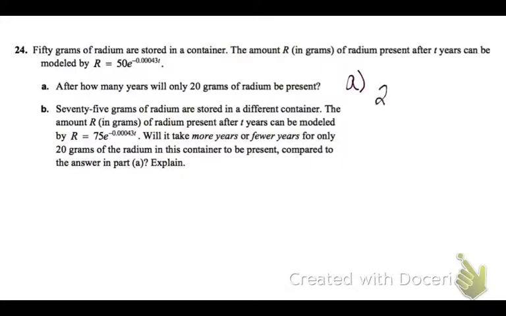So we have 20 grams of radium that I'm plugging in for my R equals 50 e to the negative 0.00043 t. In order to solve this exponential equation, the first thing I have to do is get rid of this number out front. So I'm going to divide both sides by 50.